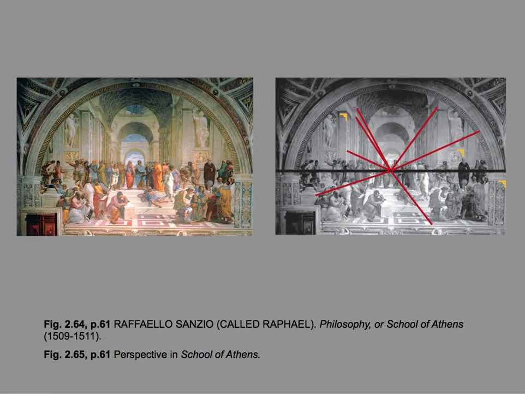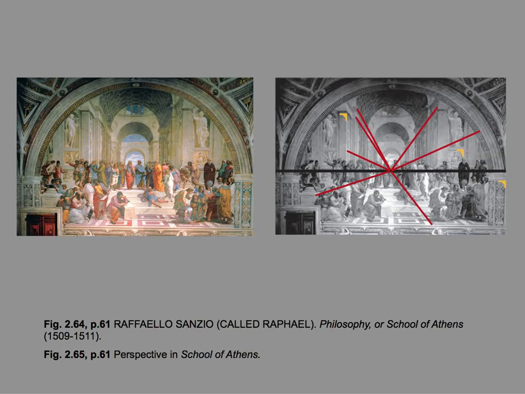So let's look at how some artists use these. This is Raphael's School of Athens, which is in the Vatican Museum. And it's actually a fresco mural. You can see on the left there in the lower left-hand corner, there's a door. So this is painted on the walls of the room.